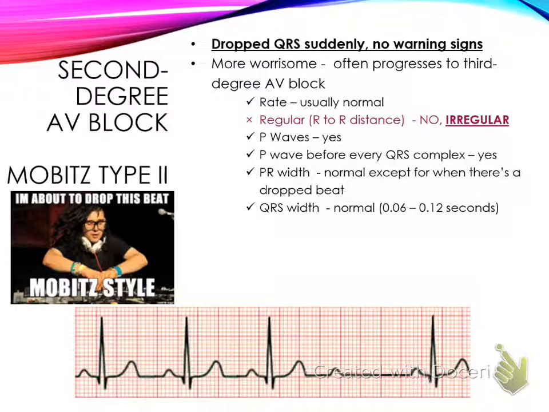We have 1, 2, 3, 4, 5, 6 blocks. 1, 2, 3, 4, 5, 6 blocks. 1, 2, it just drops out of nowhere. That is a Wenckebach block.